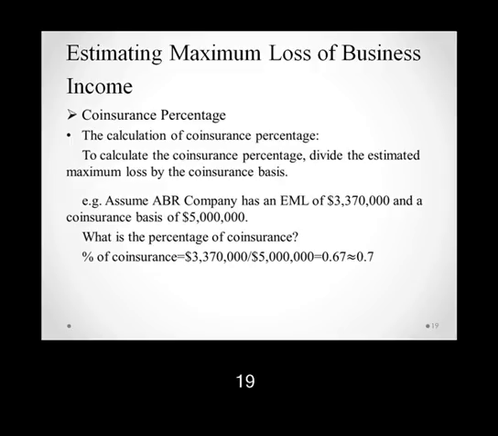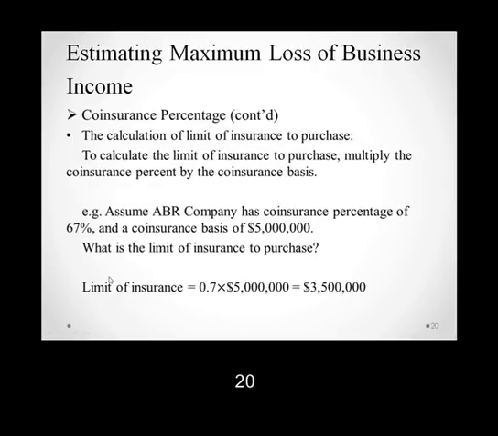The next step is to determine the limit of insurance to purchase by multiplying the coinsurance percentage by the coinsurance basis. For example, assume ABR company has a coinsurance percentage of 67%, which is calculated from the previous slide, with a coinsurance basis of $5 million. What would be the limit of insurance to purchase? Then the limit of insurance to purchase will be 0.7 multiplied by $5 million, which gives us a $3,500,000 limit of insurance.